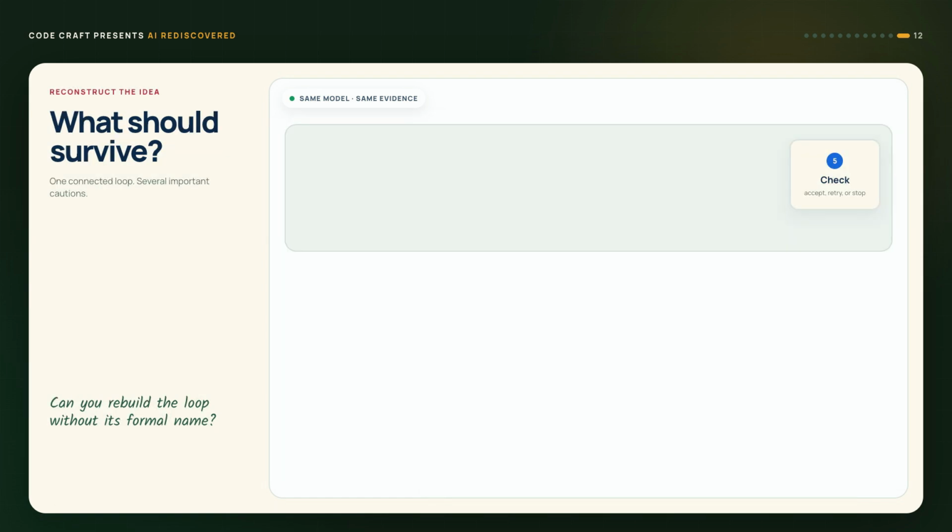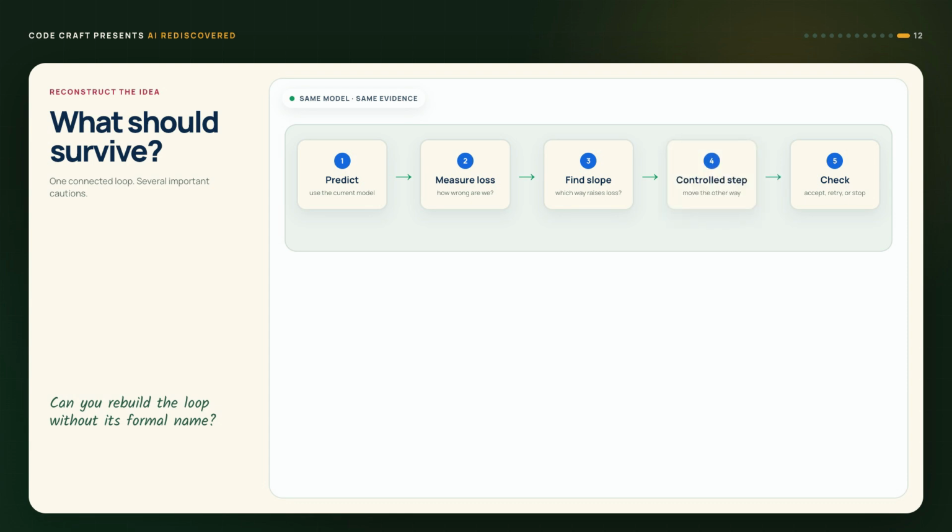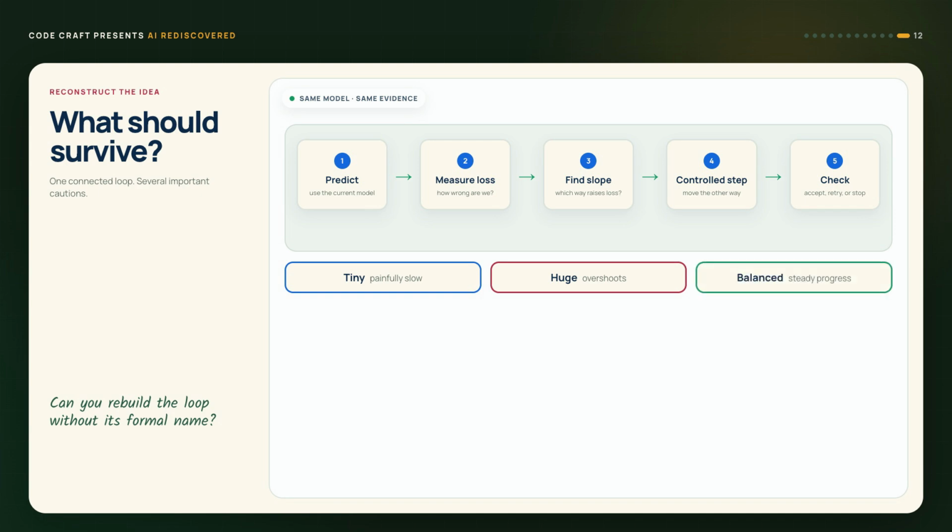Before we leave, rebuild the idea without technical vocabulary. A model makes a prediction. We measure how wrong it is. The local slope tells us which nearby direction raises loss, so we move the other way. The learning rate controls how far we move. Tiny steps can be painfully slow. Huge steps can overshoot or diverge. Balanced steps make steady progress.